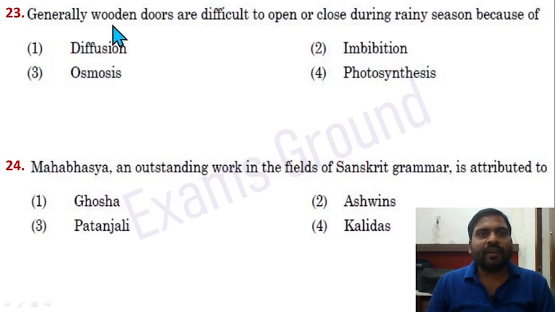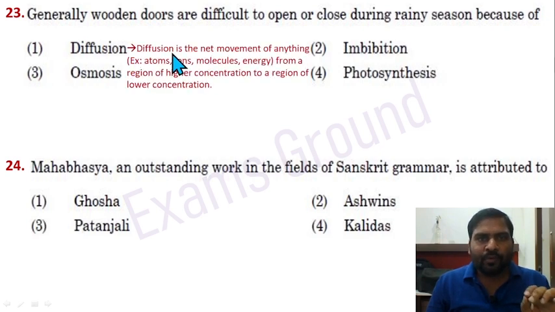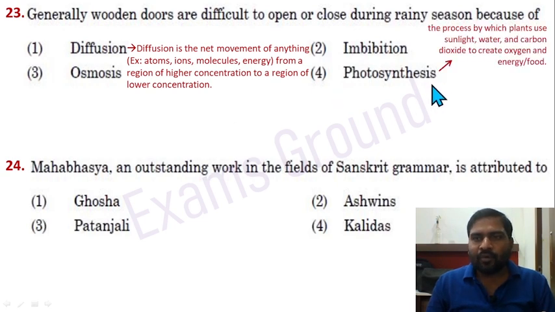Question 23. Generally, wooden doors are difficult to open or close during the rainy season because of. So there are 4 options. We will learn about each option one by one. Diffusion is a net movement of anything, atoms, ions, molecules, energy, from a region of higher concentration to a region of lower concentration. And photosynthesis is a process in which plants use sunlight, water and carbon dioxide to create oxygen and food.